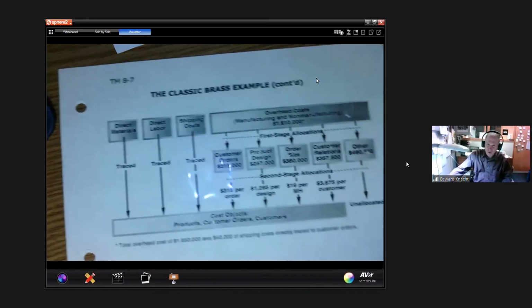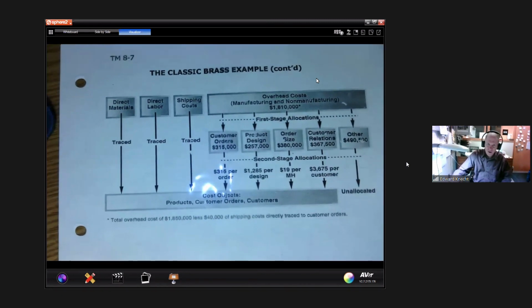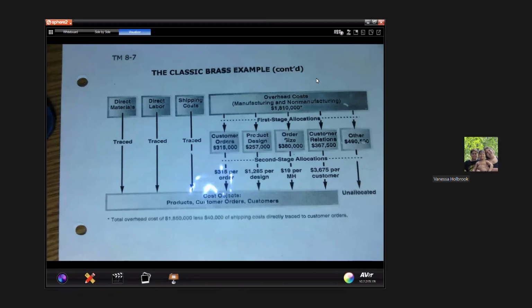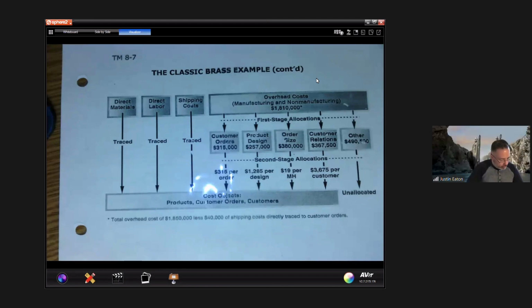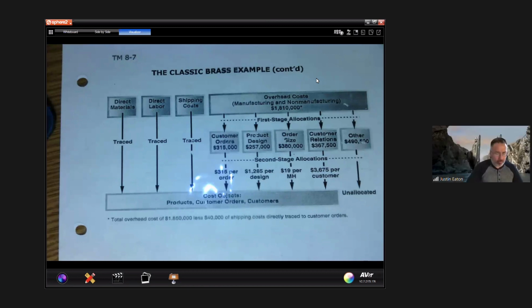Now, here's the Classic Brass example. So this is in your book. You don't need copies of this, do you? I'm pretty sure these numbers are the same numbers in your textbook, are they? Justin? I think it is. Looking at them right now, they're a little bit different. Oh, different, are they? The breakdowns are the same, but the numbers are different.